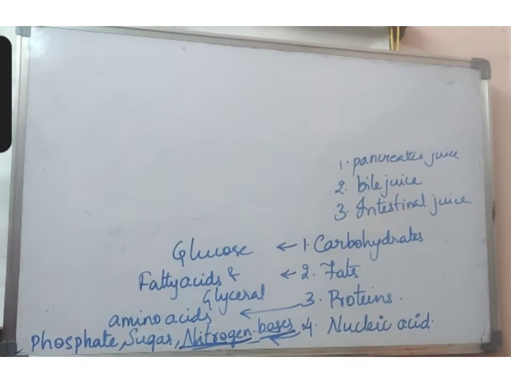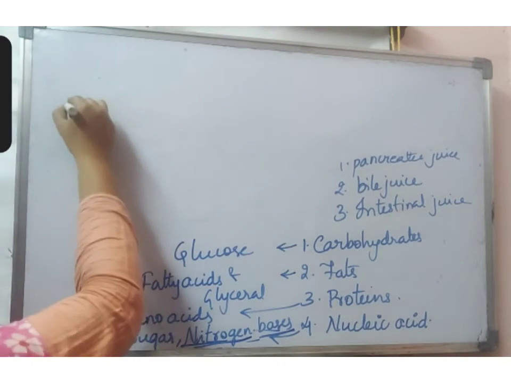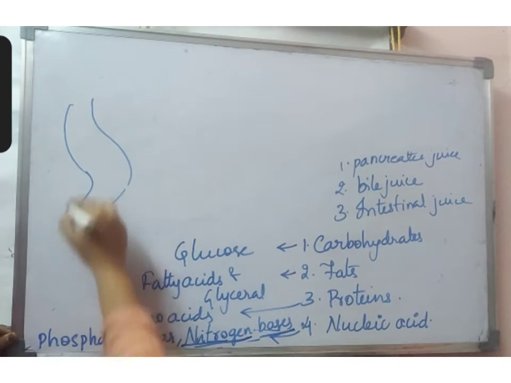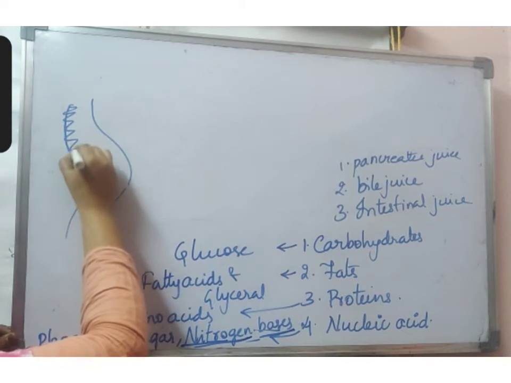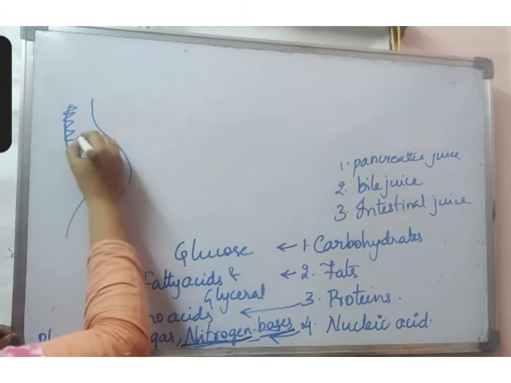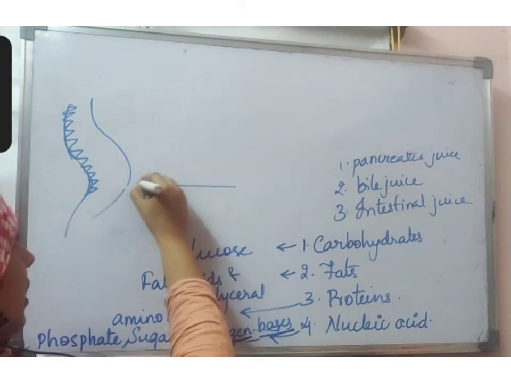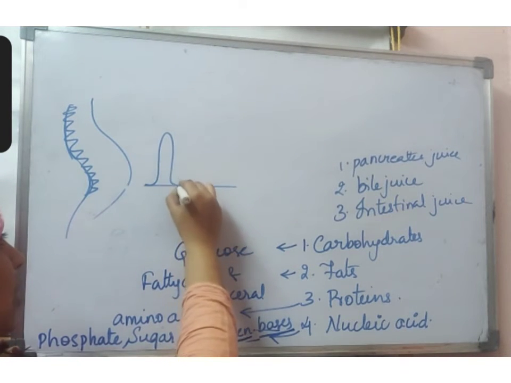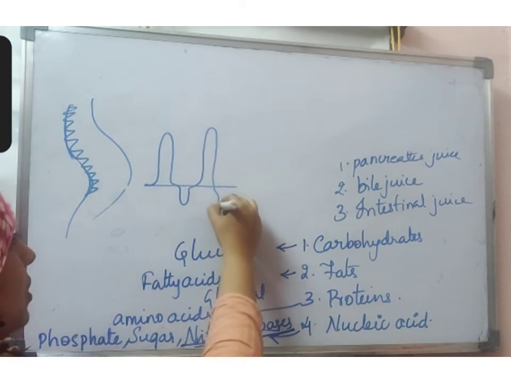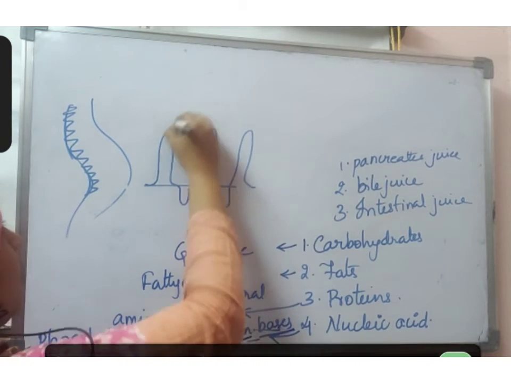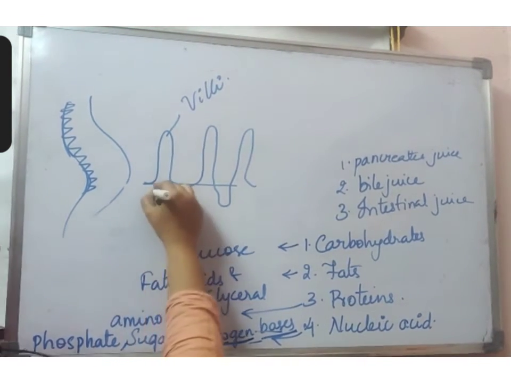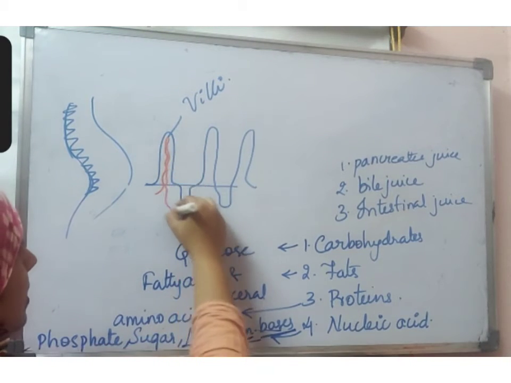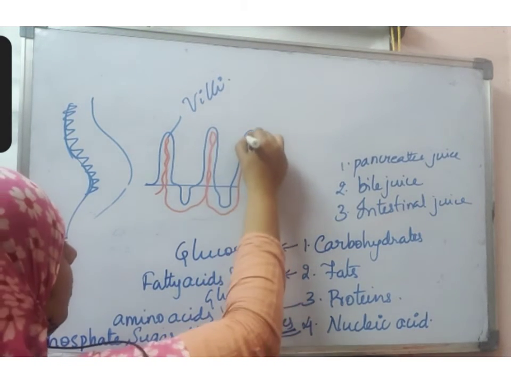What happened to these end products then? That also we should know. In our small intestine, so this is our small intestine. If you take the inner wall of the small intestine, it will have small finger-like projections. What are these finger-like projections? The finger-like projections that come out of the small intestine are called villi. In these villi, we have distribution of blood vessels. Blood vessels are present inside these villi.